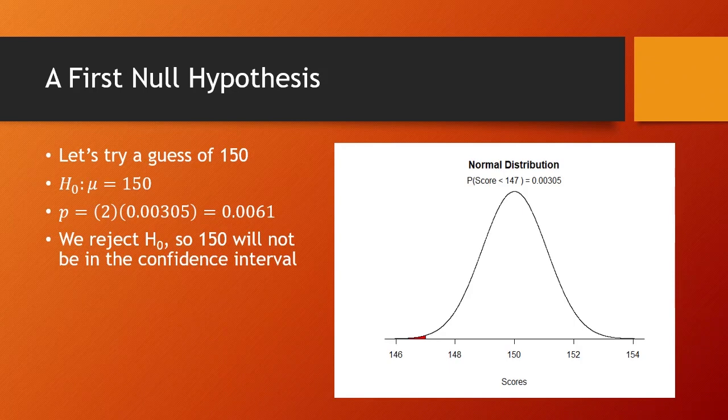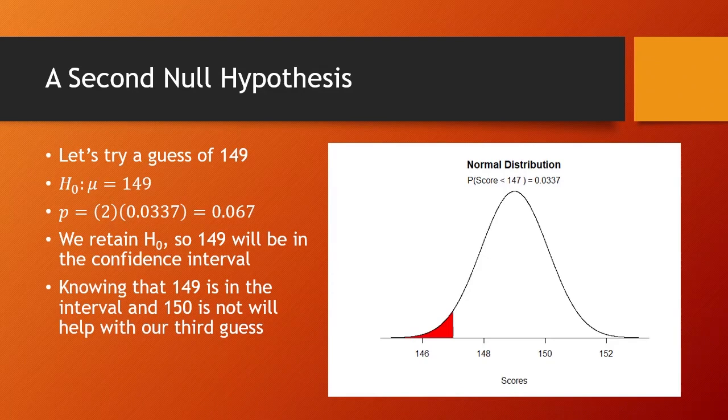That gives me 0.0061. Remember, the rule is that if the p-value is less than alpha, which in this case is 0.05, we will reject. We will reject 150. That number will not be in our confidence interval. So now we need to make another guess. Let's try a guess of 149.